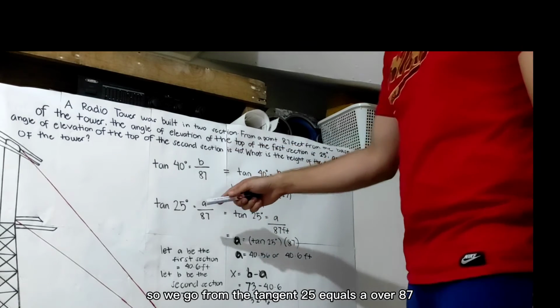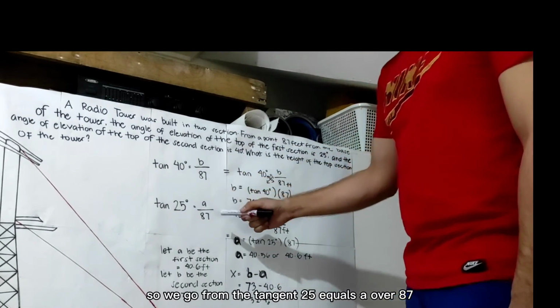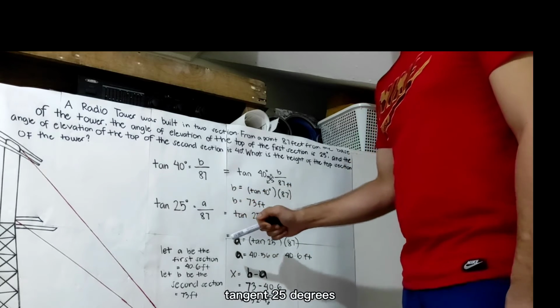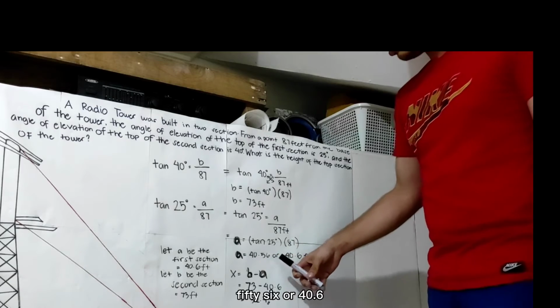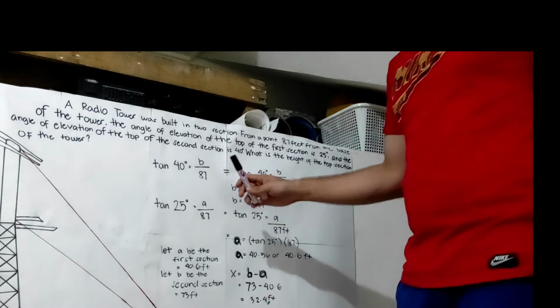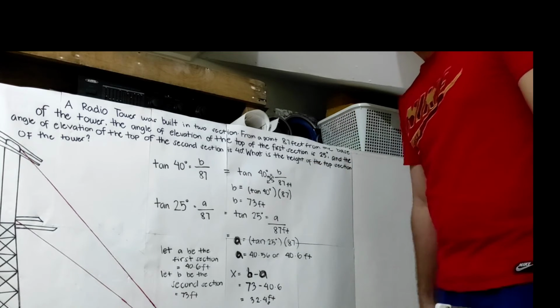Then for the first part, tangent 25 is equal to A over 87. Tangent 25 degrees multiplied by 87 is equal to 40.56, or 40.6. So that is your answer, and this is how you do it.